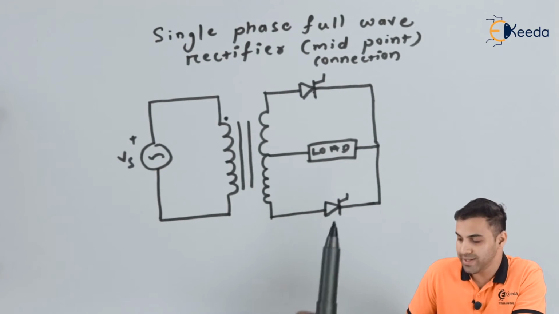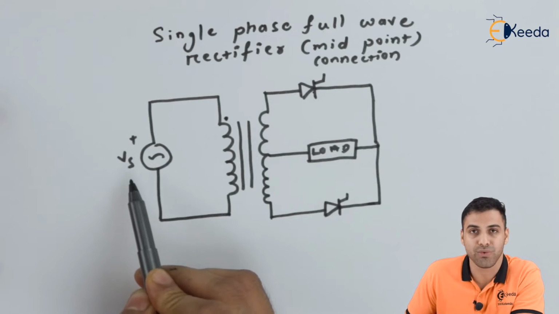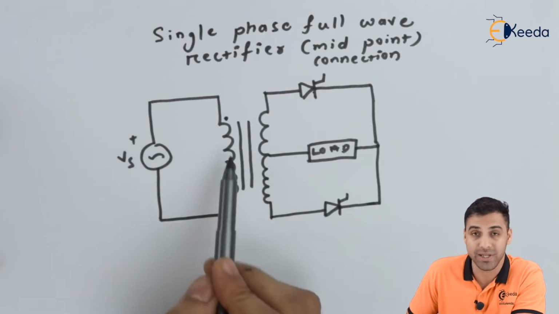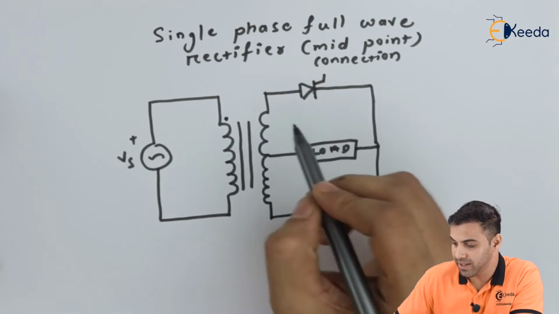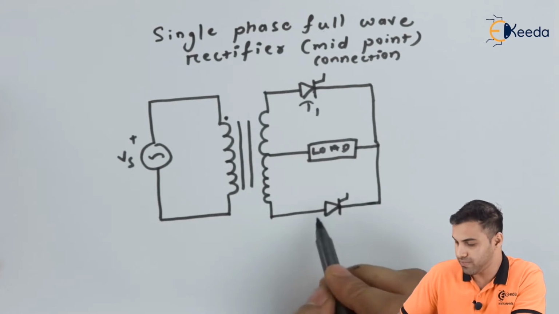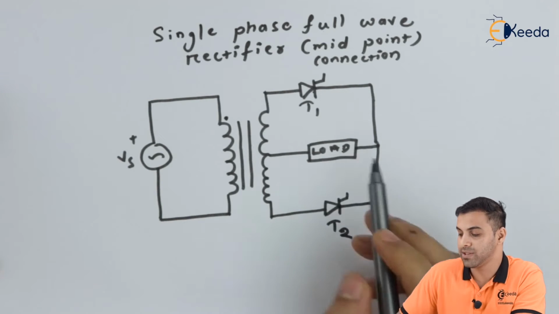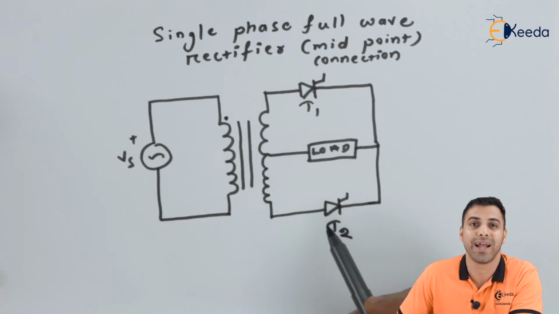So friends, as you can see here, let Vs be the input AC source which I have connected to the primary of this transformer, and to the secondary I have taken a midpoint connection where there are two thyristors. Say this is T1 and this is T2, and there is a load connected to it. In this case the load is an RL load.